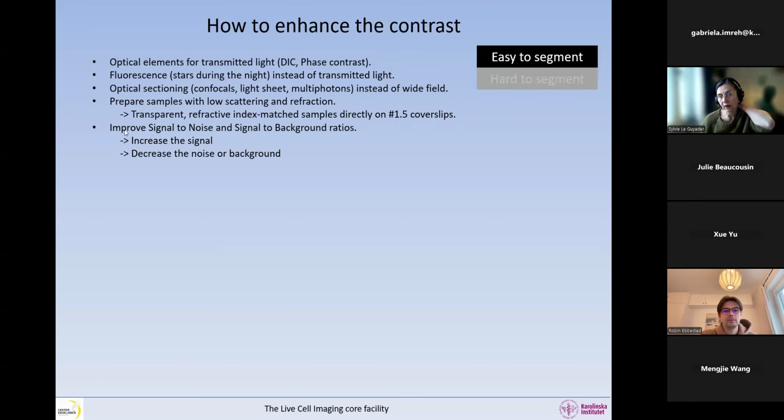But there is more, and we will talk about this today. We can improve the signal to noise and the signal to background ratios. So in two ways, these are ratios. Either you increase one or you decrease the other one to improve the ratio. So you can increase the signal or you can decrease the noise or the background, and both of them have the same effect. And we will talk about this today.